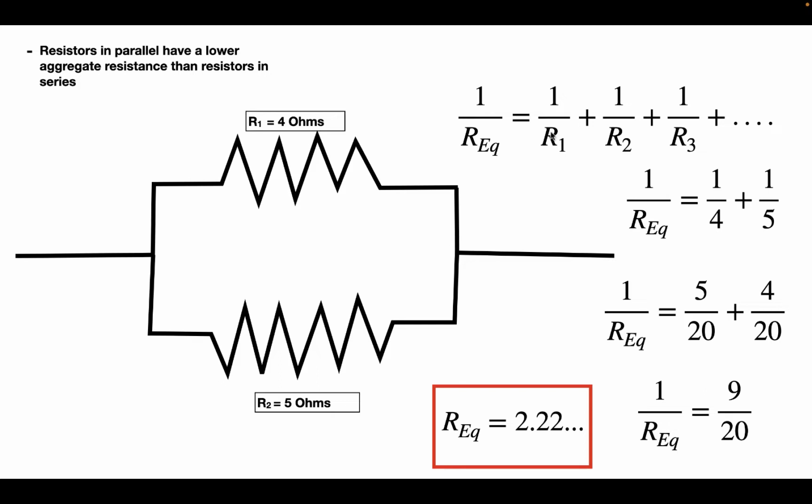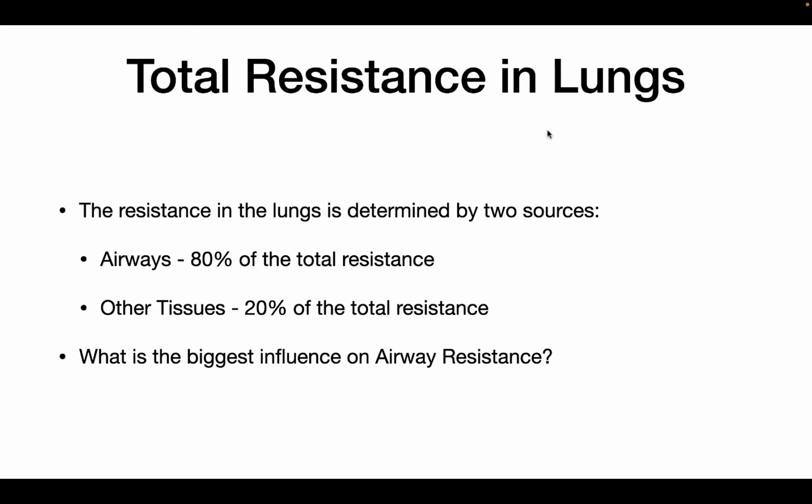And this is why when you compare the aggregate resistance of, let's just say, a bunch of bronchioles that are branched together to the aggregate resistance of the trachea, the aggregate resistance of the bronchioles all aggregated together is going to be lower than the aggregate resistance of the trachea, because you have all of these bronchioles branched off together into a parallel circuit.